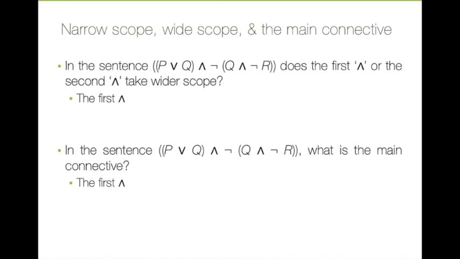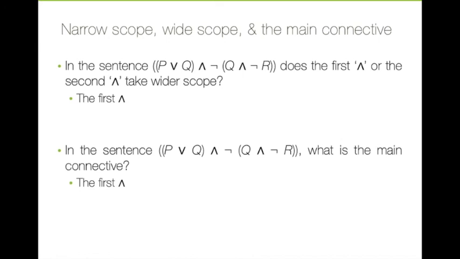Well, since Q and not R is a component of the first conjunction, that means it takes narrower scope. It has to be added first before we can add the first conjunction. So you have to construct Q and not R in order for not Q and not R to be one of the conjuncts of the first conjunction symbol. So the first conjunction takes widest scope.